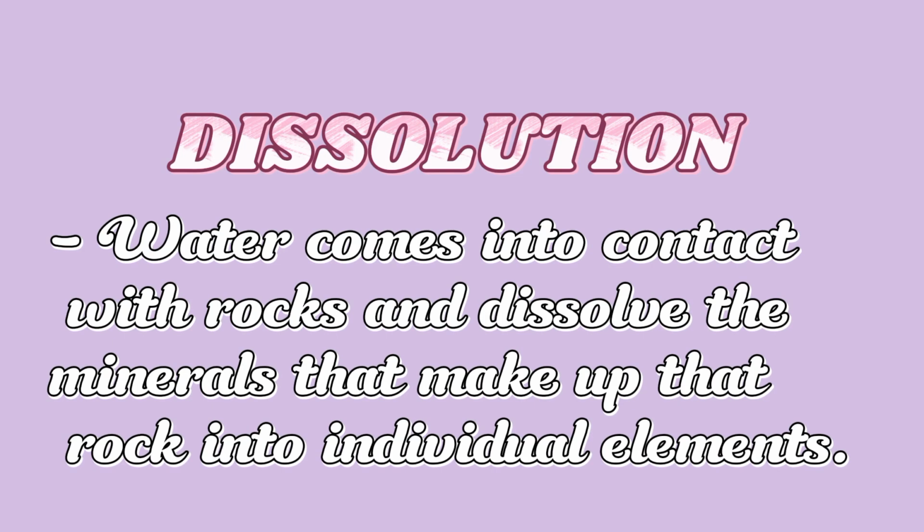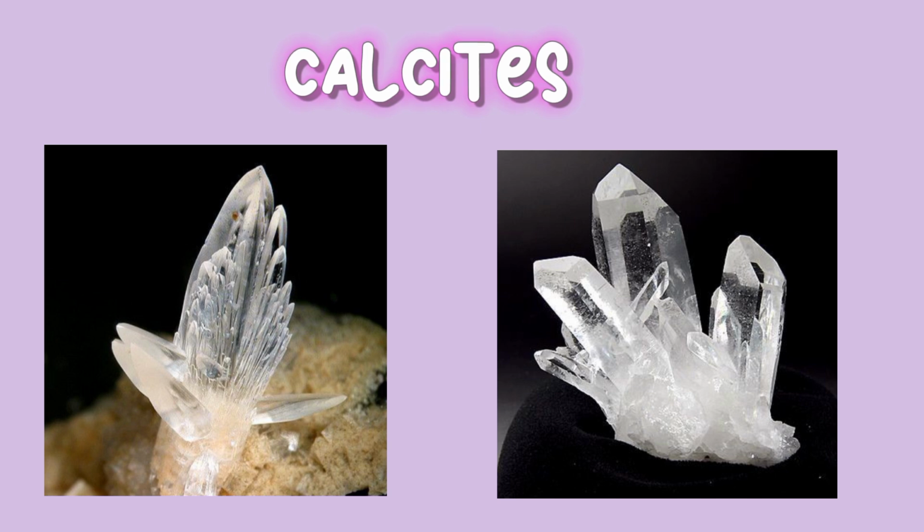This process occurs when water comes into contact with rocks and dissolves the minerals that make up that rock into individual elements. The dissolution of calcite is a good example of this process. When water comes into contact with rocks that have abundant amounts of calcite, such as limestone, the calcite dissolves into the solution.